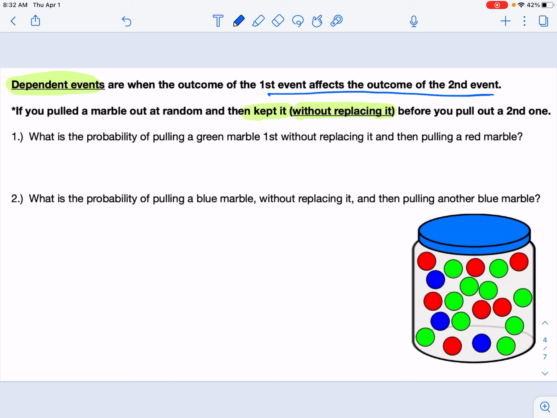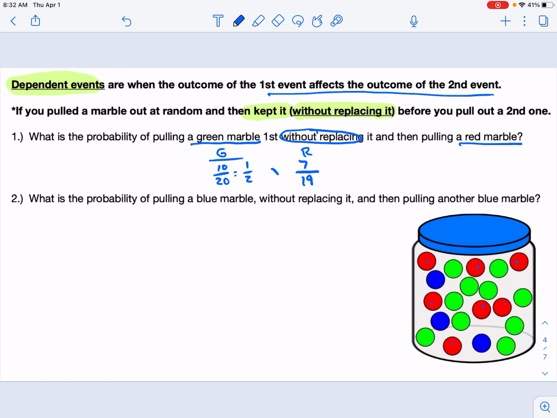The first one says, what's the probability of pulling green without replacing it and then pulling a red? So we have to find green and then we have to find red. Remember, there's still 20. Green was 10 out of 20, so that's 1/2. Now we're not going to replace it. So I took a marble out of the jar. Now when I'm trying to find the red, there's only 19 marbles in the jar, because we took the first one out. Now if we look at the red, there's 1, 2, 3, 4, 5, 6, 7 red.